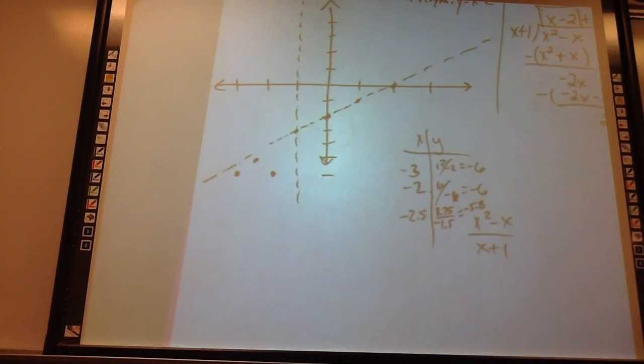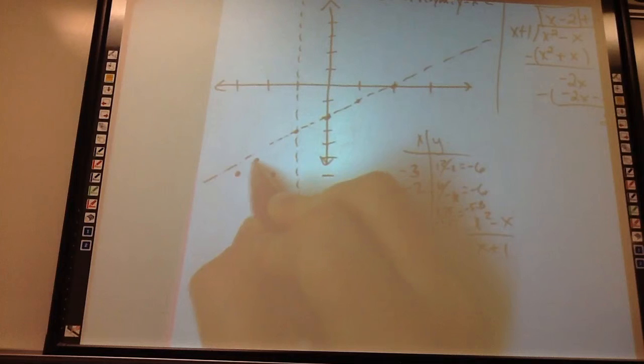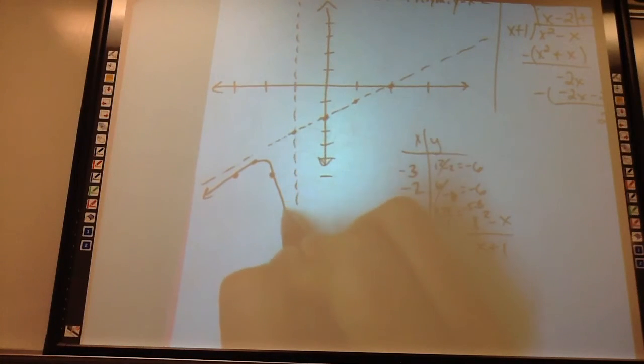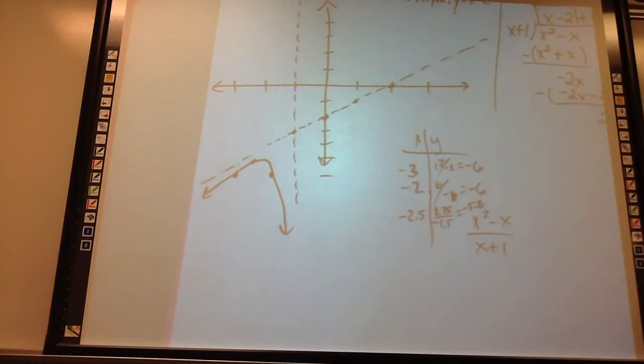Really? Because it's going to go along that asymptote, and then it's going to come up here and curve and go back down along that one. No, do that one. Yes, it will always do that.